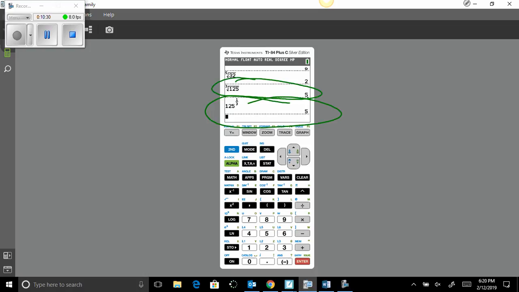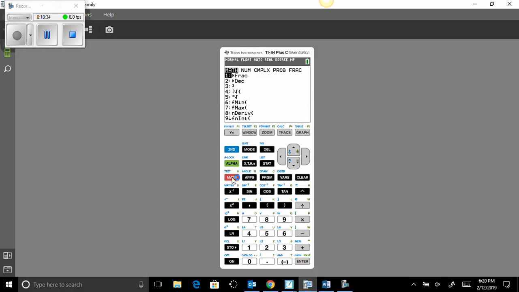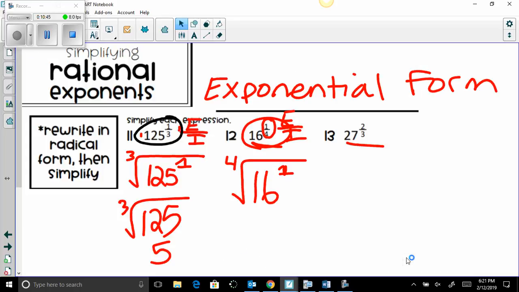If I'm doing 4th root, remember, I have to go to math and I have to use number 5. And I can put the index of 4 in there, and then I can go to my radicand and put 16, and I get 2. 2 multiplied by itself 4 times gives me 16.